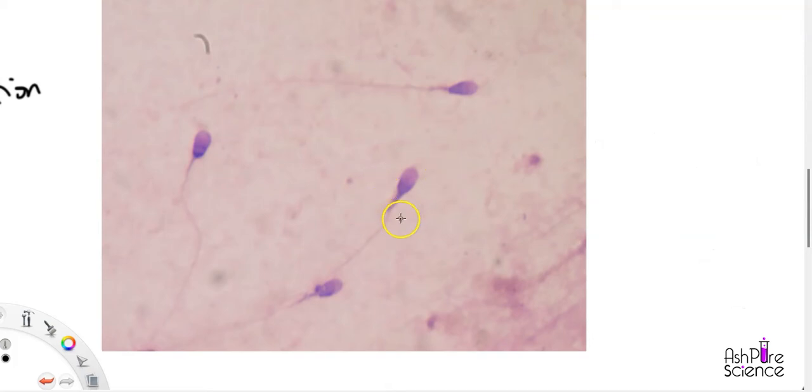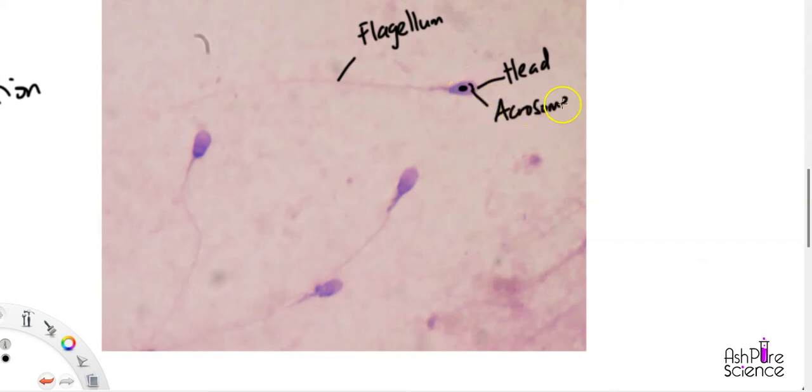So this is a real microscopic image of a sperm cell. You can see that it has this long tail, which we describe as the flagellum, and it has the head here, inside of which you have the nucleus, and you have a region called the acrosome. Just remind yourself of the acrosome.